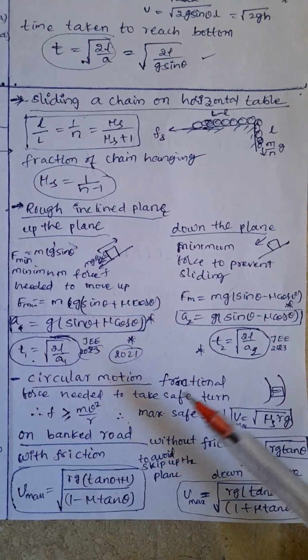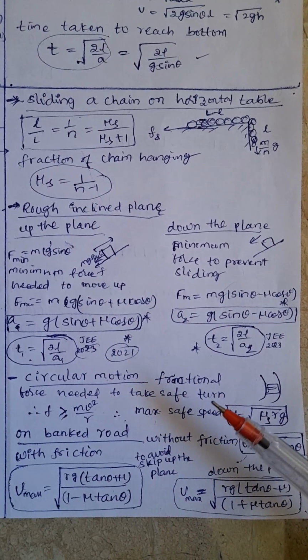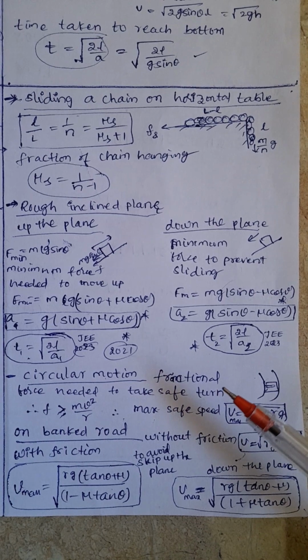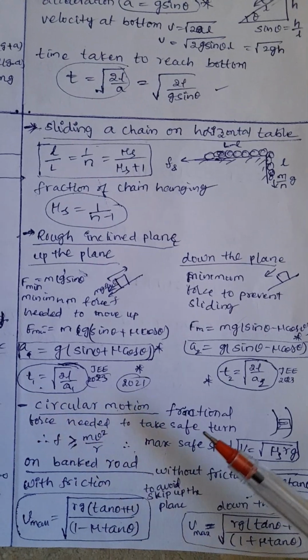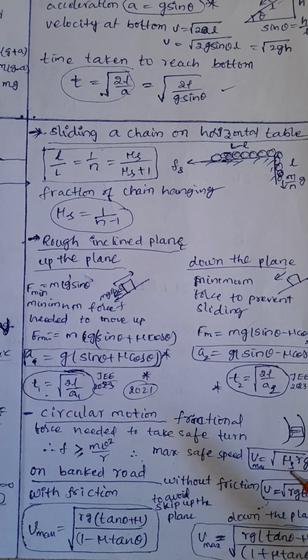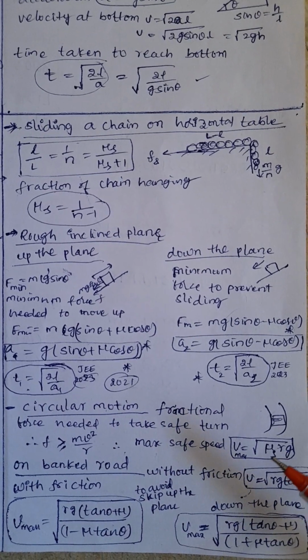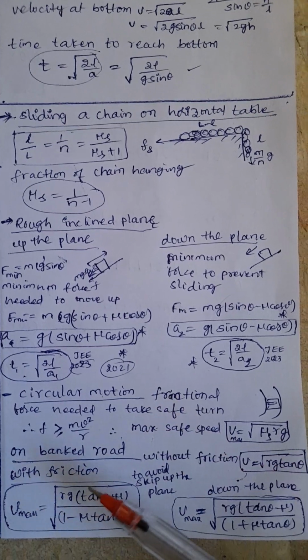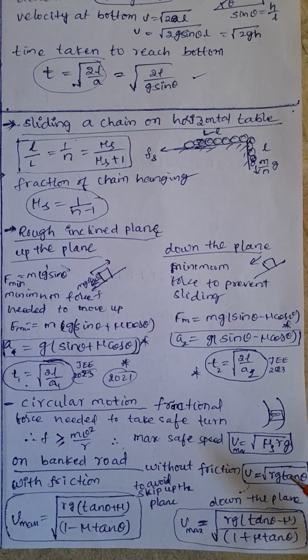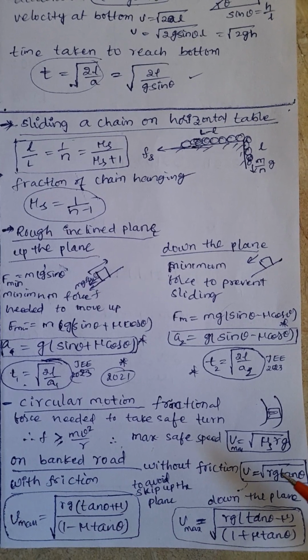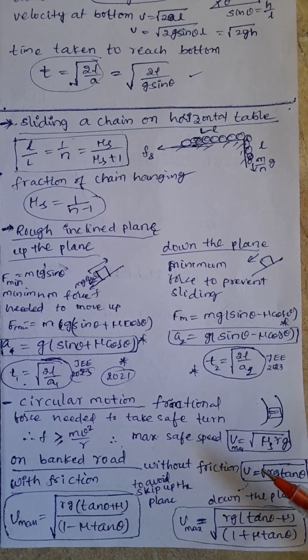Whereas in circular motion, friction force must be equal to the centripetal force, which is F is equal to mv square by r or m r omega square. So the maximum safe speed to take a turning without skidding is equal to root over mu s r g. But on a banked road without friction, maximum safe speed is equal to root over r g tan theta. So the angle of banking, tan theta, is equal to v square by r g.